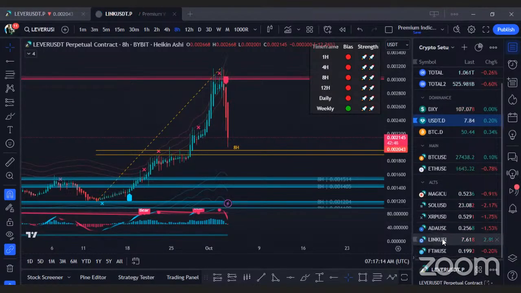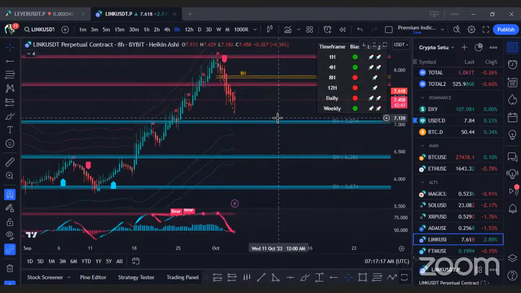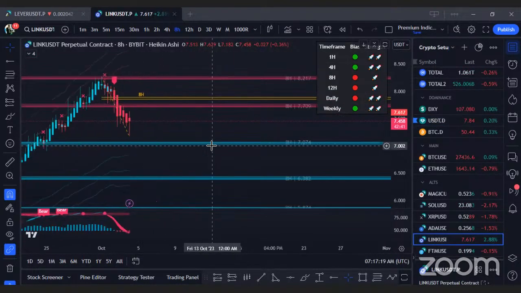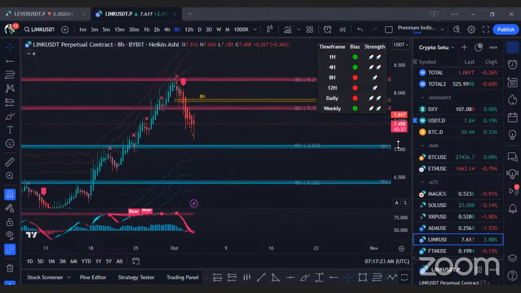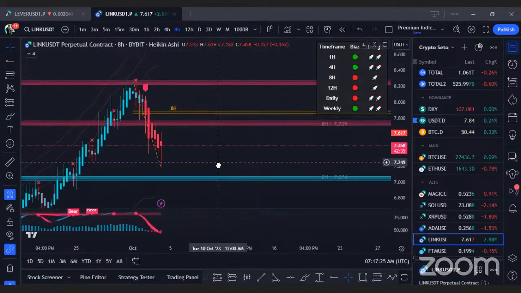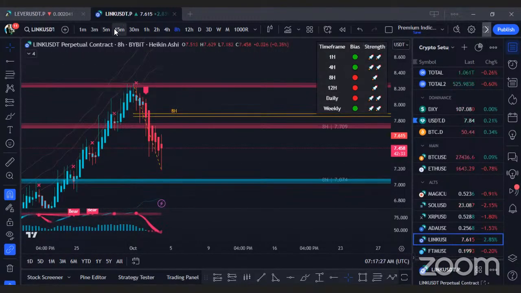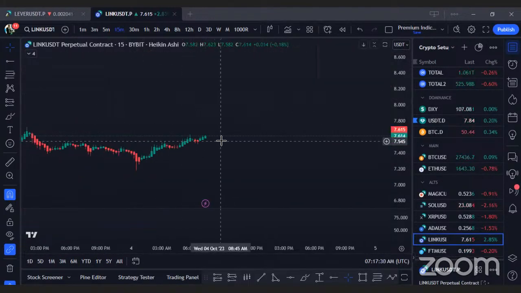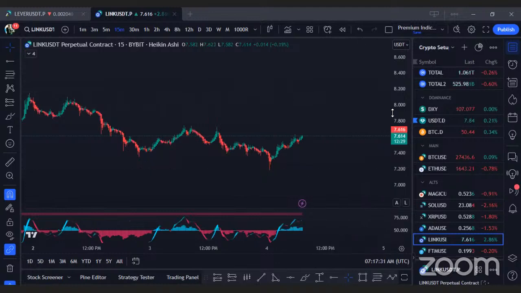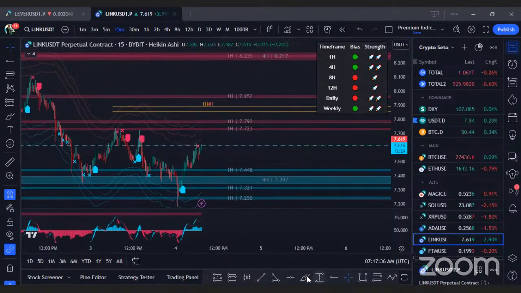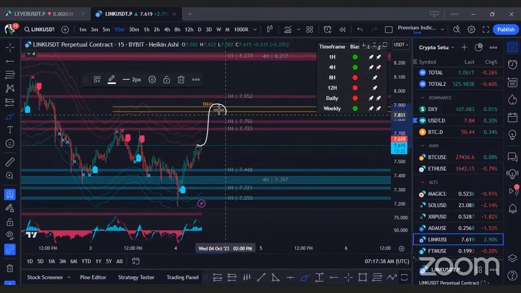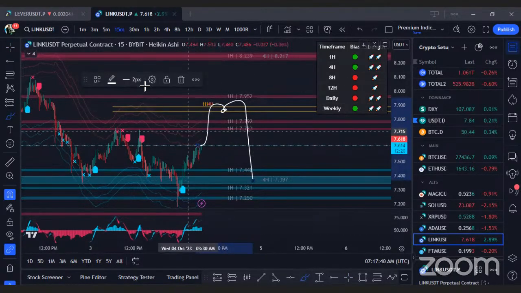Okay, I was equally looking at Link as well. For Link, I see more of a downtrend, more of shorting. But right now, I'm not going to enter any trade for Link. If I go down to my 15 minute time frame, there are certain things I want to play out. What I want Link to do is to come up to this level, and then we can be shorting from that level there.